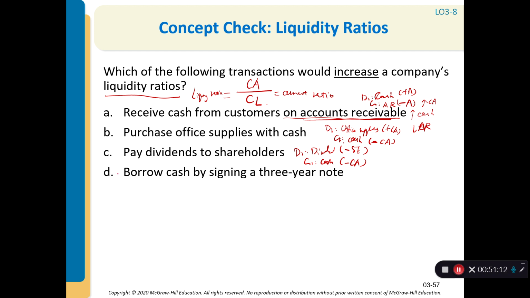And D, borrow cash by signing a 3-year note. So what you did is you debit cash, right, and you credit notes payable. So in here you have an increase in current assets and you have an increase in long-term liability, right? So by looking at the increasing current asset, you should increase the liquidity, right? So therefore you choose D.